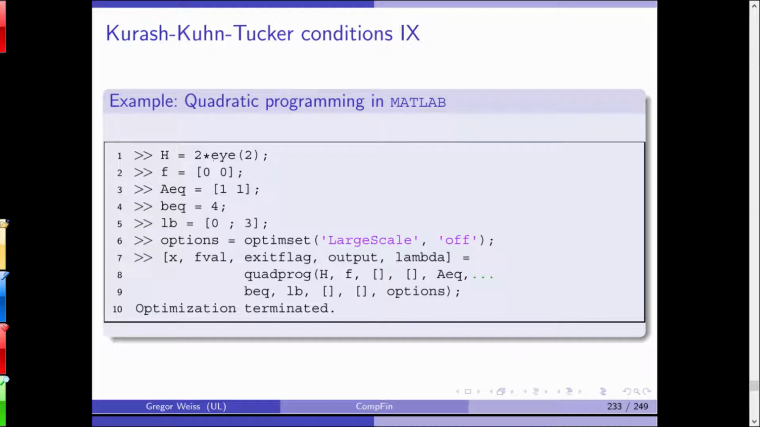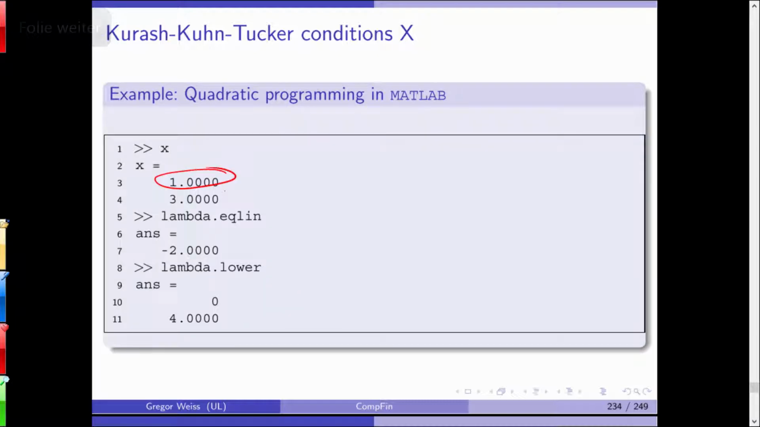We use the unit matrix. Yeah? So this is just 2 times (1, 0; 0, 1). f, A equality, or equation, b equation, lower bound, options, and then we do an optimization, and quadratic optimization is done by quadprog, quadratic programming. This is the function in Matlab that does quadratic programming. And then you can see that the solution is (1, 0).